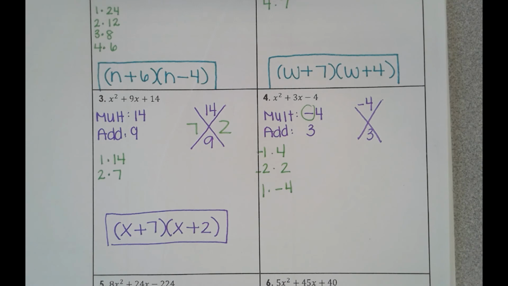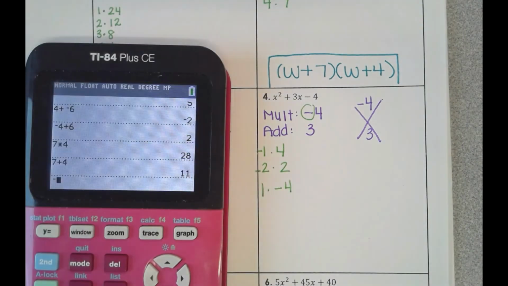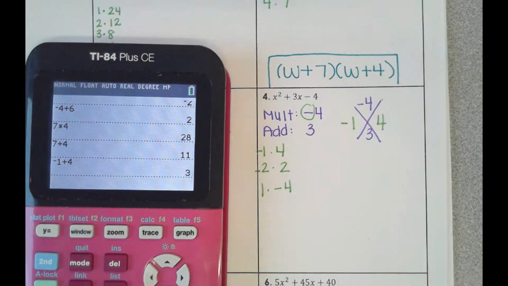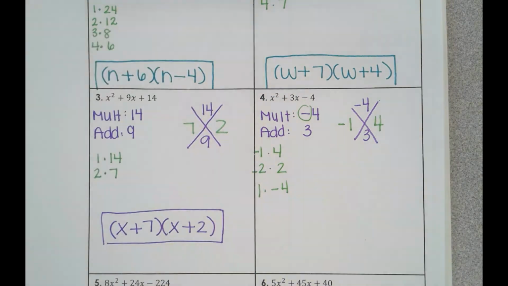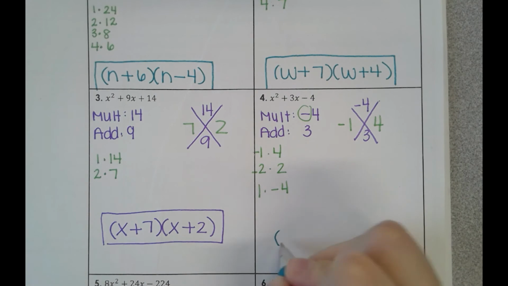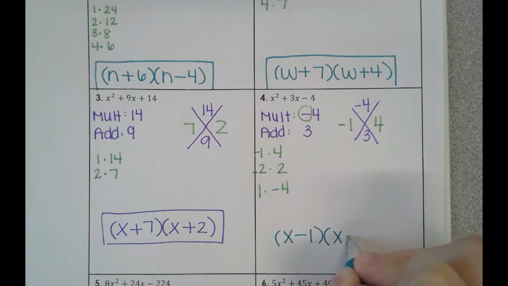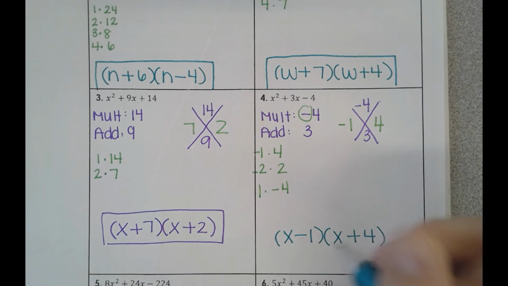How can we get a positive 3 out of those? Okay, well, 4 and -1. If you weren't sure, -1 plus 4. Well, there it is. So X minus 1, X plus 4.